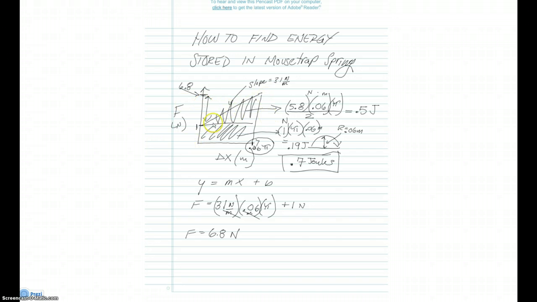So, here we have our graph. We have a triangle and a rectangle. And here we can solve for 5.8 times 0.06 times pi over 2, which equals 0.5 joules, because Newton times meters equals joules. And then when we solve for the rectangle, it's 1 times pi times 0.06, which equals 0.19 joules. So when you add 0.5 plus 0.19, it equals about 0.7 joules. So that's about how much energy is stored in the mousetrap spring.